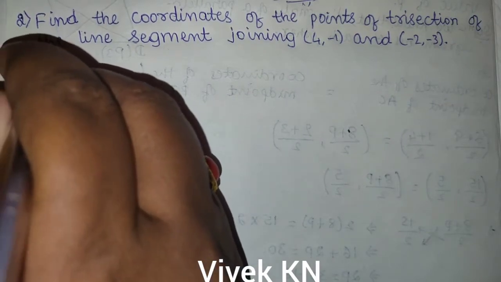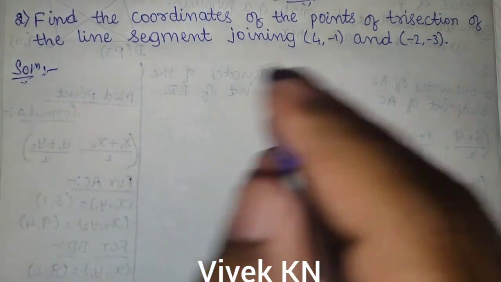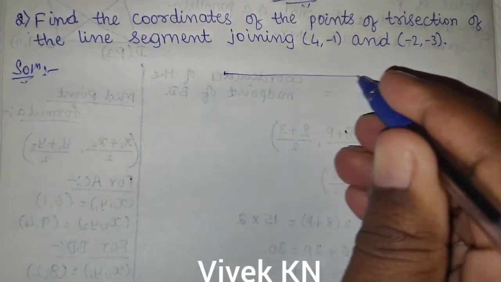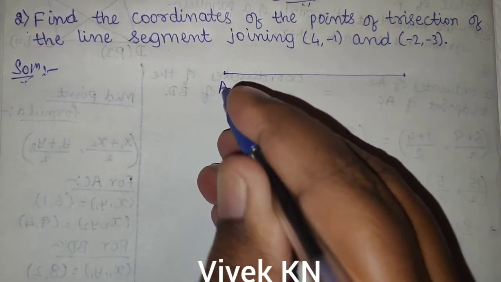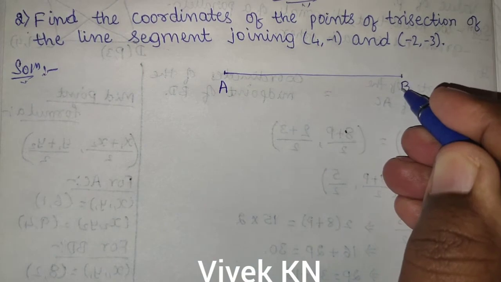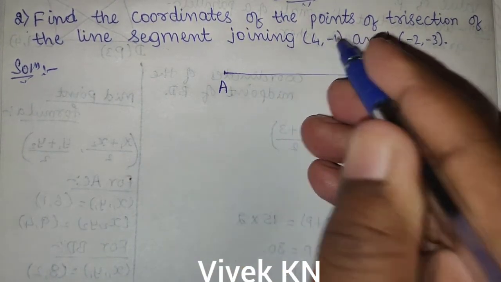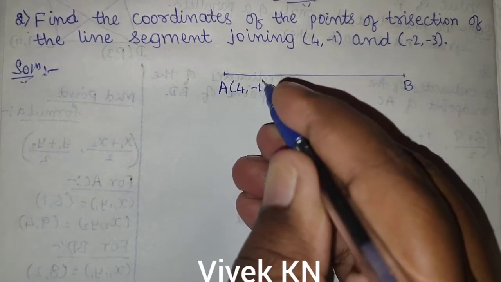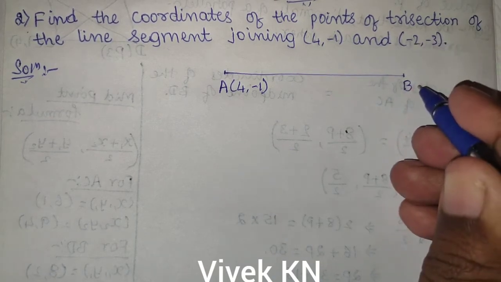Solution. First, let us draw the line segment. This is the line segment AB. The coordinates of the point A are (4, -1) and the coordinates of B are (-2, -3).